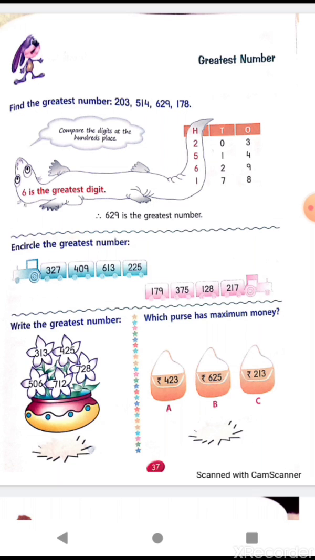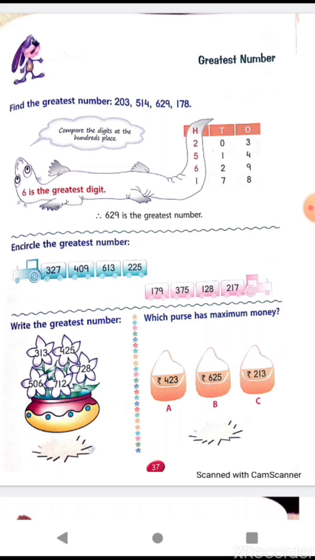Now in both the numbers the digit at hundreds place is the same. So we move on to the next place, that is tens place. So in one number the digit at tens place is 2 and in one number the digit at tens place is 1. 2 is greater than 1, therefore the number with 2 at tens place would be greater. And so in this case the greatest number is 728.